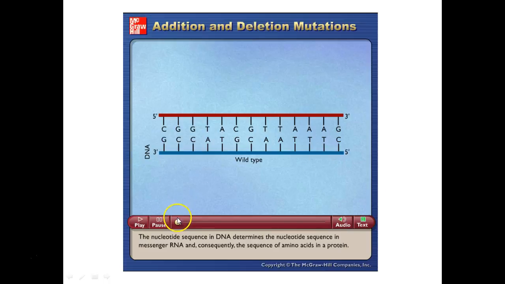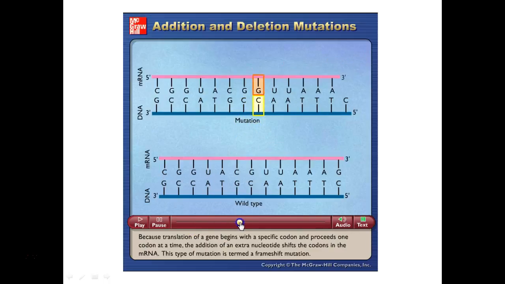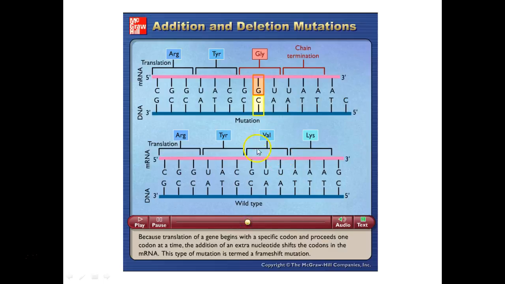So this we're just going to, like I said, fast forward over. So here's your DNA. This is how it's supposed to be, right? Here it adds in an extra C. So when you then transcribe that into the messenger RNA and then translate it with the ribosome into the amino acids, this is what it's supposed to be: arginine, tyrosine, valine, lysine. Instead now, with that extra C, it goes to glycine and stop codon.